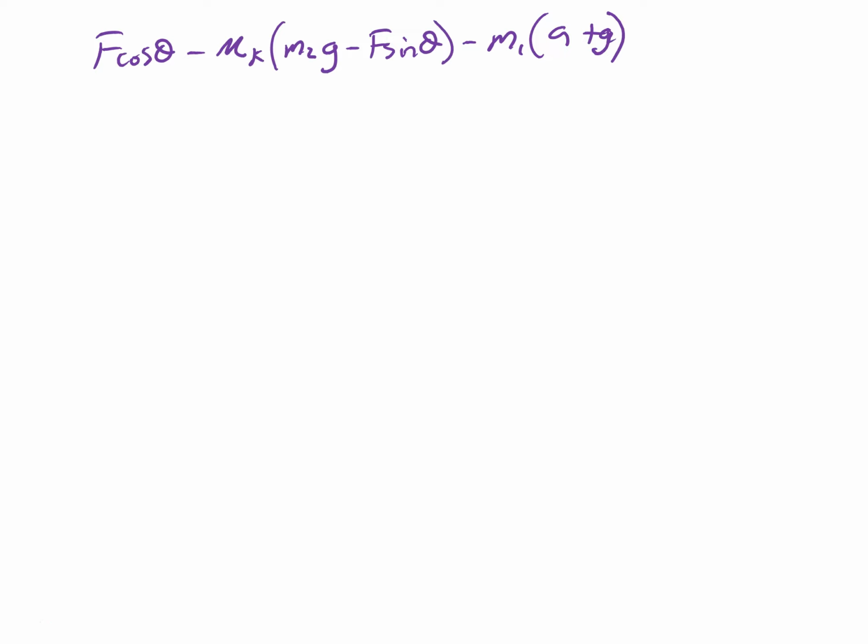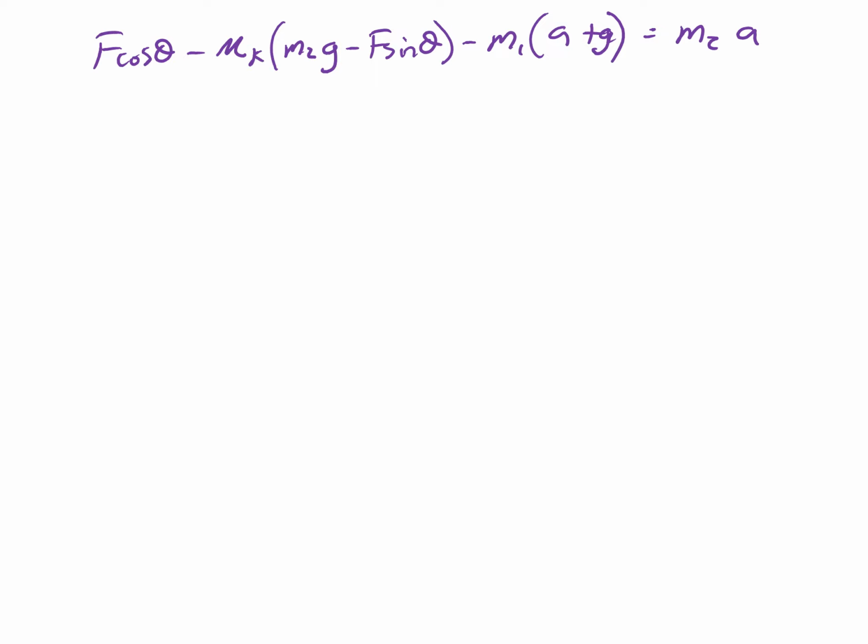All right, so our resultant, when you add this all together, is just F cosine theta minus mu k times m2g minus F sine theta minus m1 times a plus g, just making that simpler, and that's equal to m2 times the acceleration. All right, now at this point we want to find what the acceleration is. We know all of the values here: the force, the coefficient of friction, theta, g, the masses. Those are all the given variables.